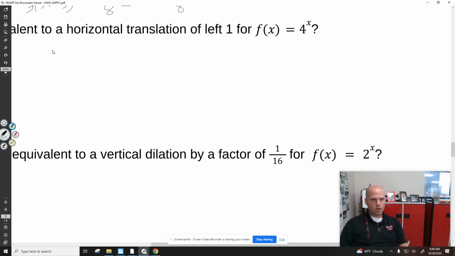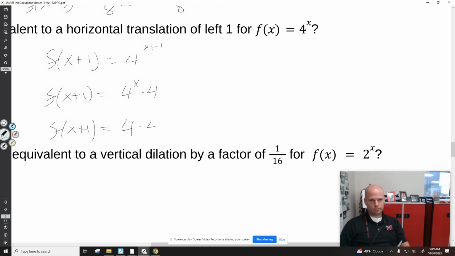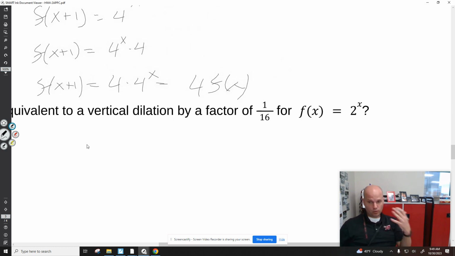One more time, vertical dilation, horizontal translation, left 1. So left 1 is going to be opposite, adding 1. So I get 4 to the x plus 1, which becomes 4 to the x times 4 to the first, which is equivalent to a vertical dilation of 4 for this function.